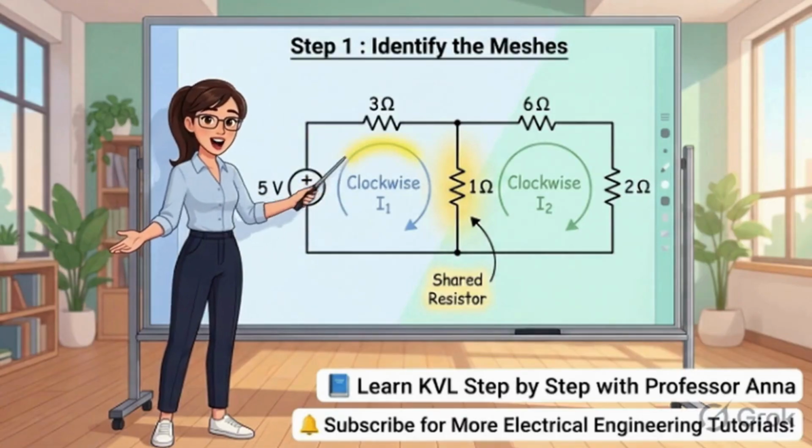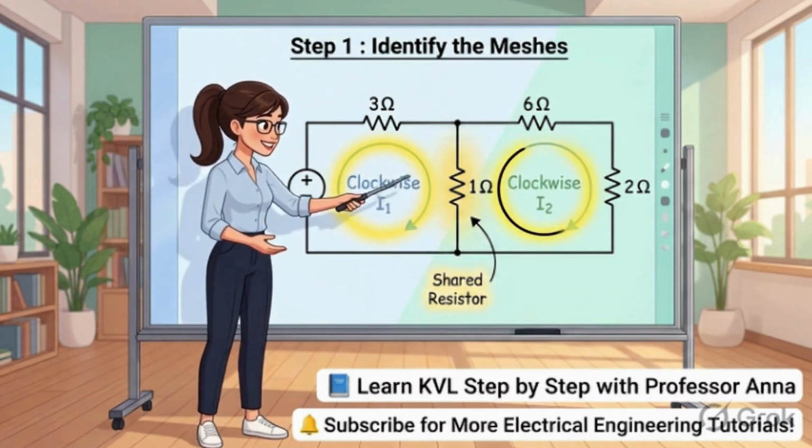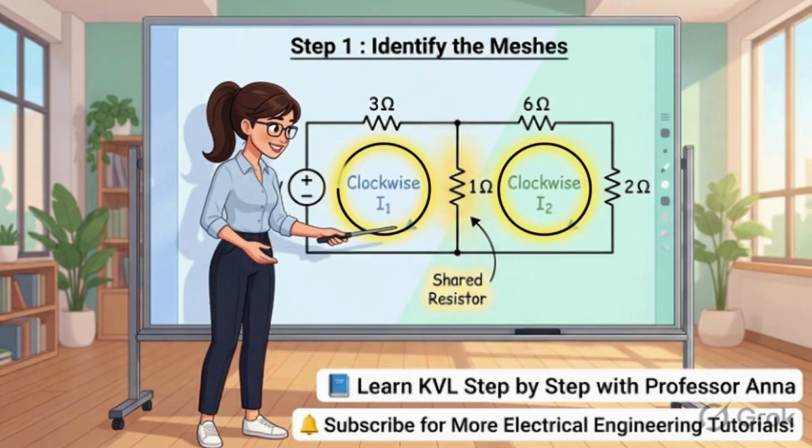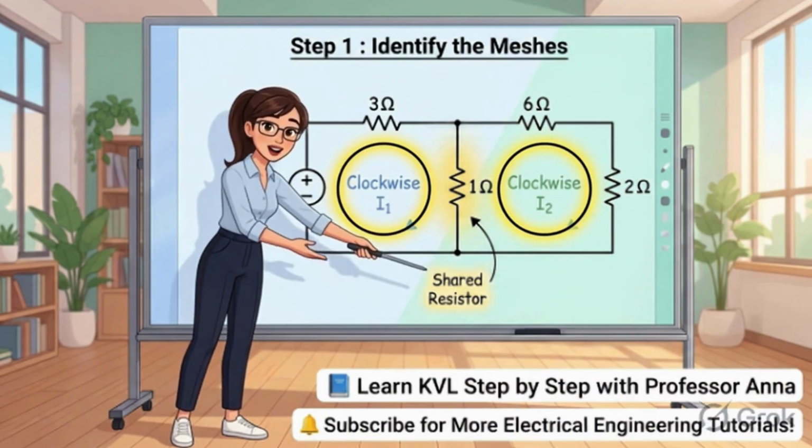Before we apply Kirchhoff's voltage law, let's identify the two meshes. We'll assume both mesh currents, I1, I2, flow clockwise. Notice that the 1-ohm resistor is shared by both meshes, and we'll use it when writing our KVL equation.